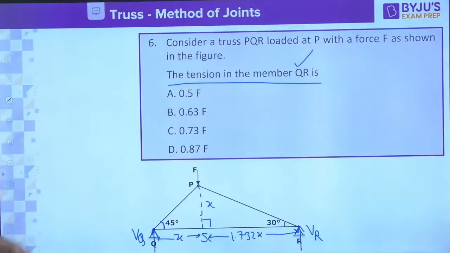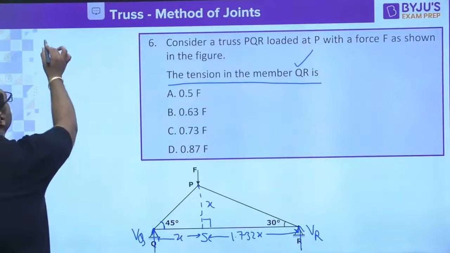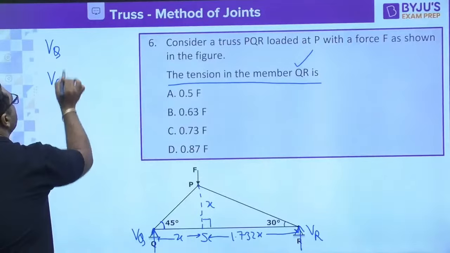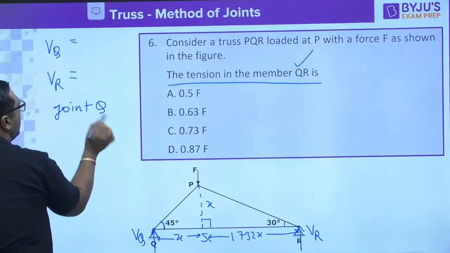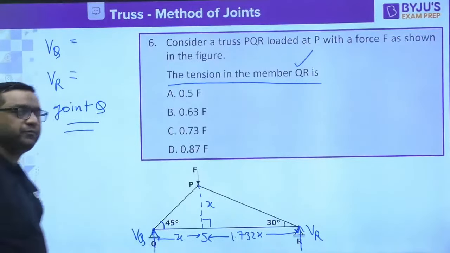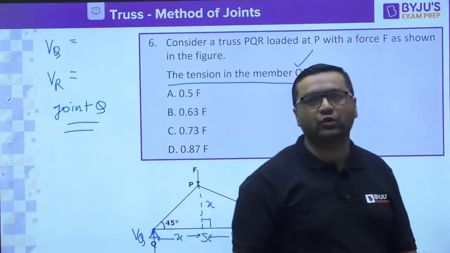So guys, you just need to find out the support reactions VQ and VR. After that, consider the joint Q. Your work will be very easily done. I have already given you the hints for that.